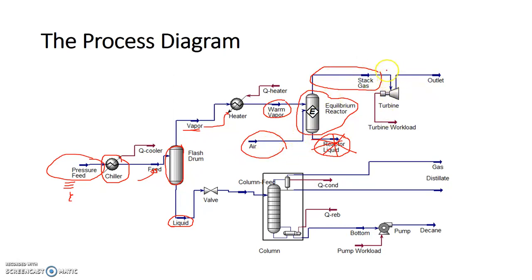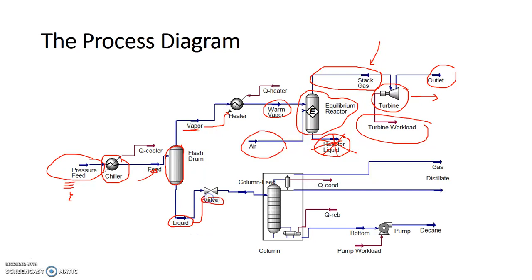Then we go here, we will get it to this turbine in order to get that internal energy converted to mechanical energy. We get this turbine workload, and the outlet is essentially the leftover air and CO2 discharge of the turbine right here. Now we continue with the liquid right here.